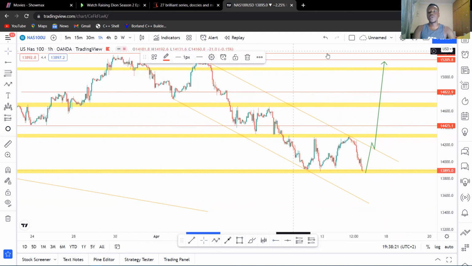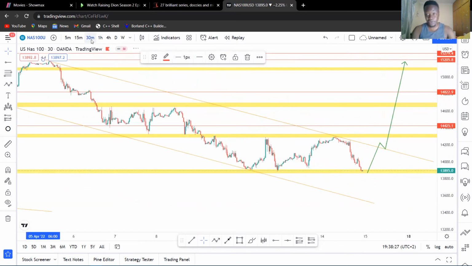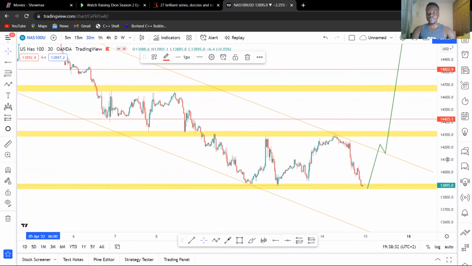So that's where we are heading when NAS100 opens on Monday. Let's quickly go to your 30-minute time frame. That's where our analysis is going to end. On the 30-minute time frame, there's nothing here. We want to wait for the market to spike down, and then to come back up. That's where we're going to enter our buys position.